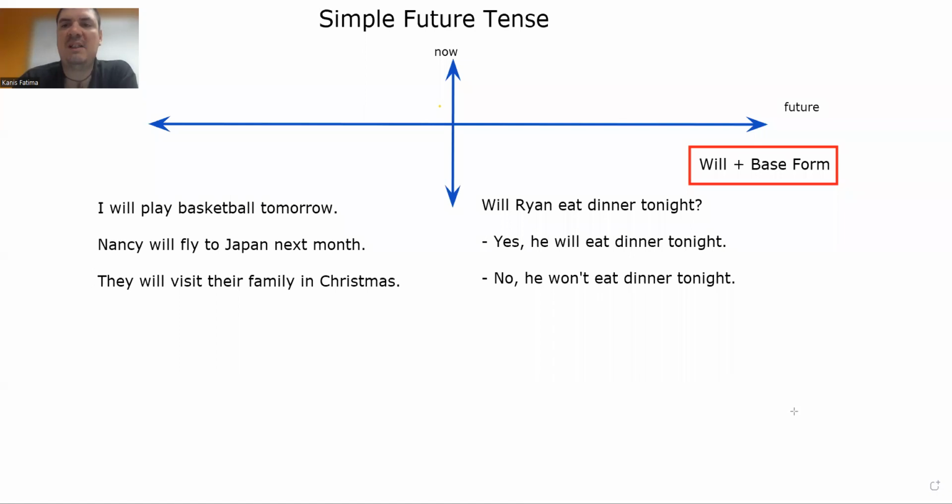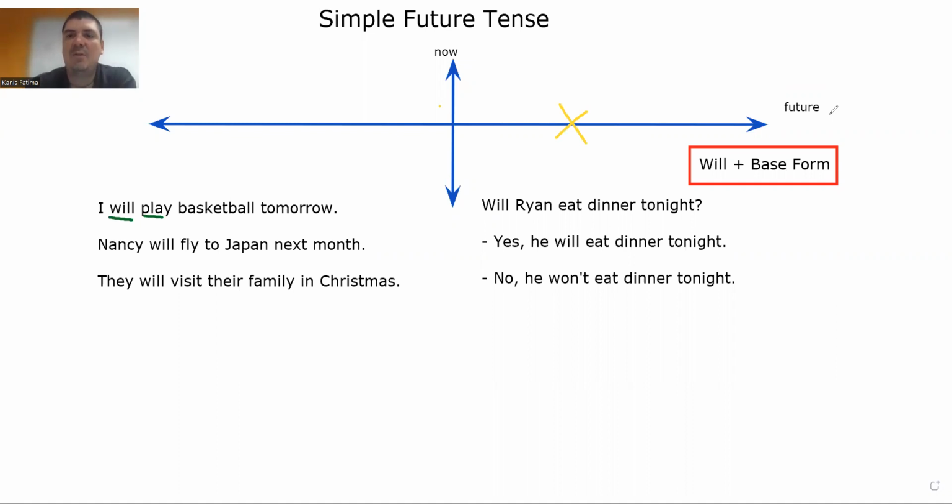Our last verb tense we're going to look at is simple future tense. Simple future tense are events that will take place in the future and end in the future. So, for example, when we use future tense, many times we'll use will plus the base form of the verb. I will play basketball tomorrow.